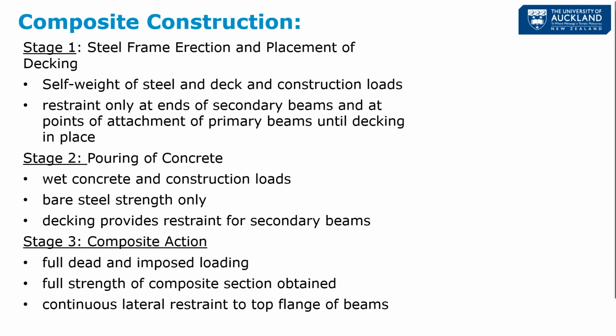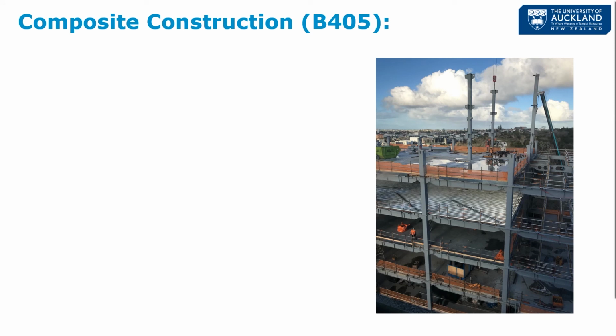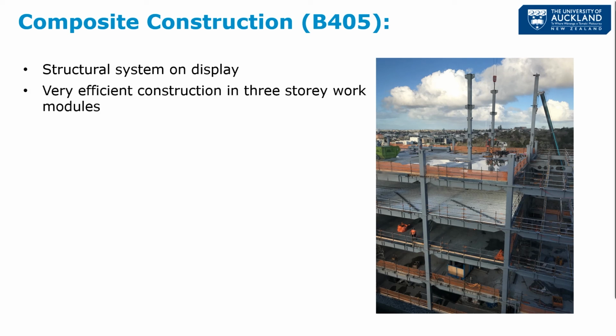So I've got just an example of some composite construction. This is the engineering building at the University of Auckland, building 405. One of the advantages to having an engineering building as a structural engineer is it was designed to have the structural system really shown. So it's got true pin joints at all of the beams, and the braces are all visible. And it's quite a cool structure as a structural engineering professor to be able to work in.